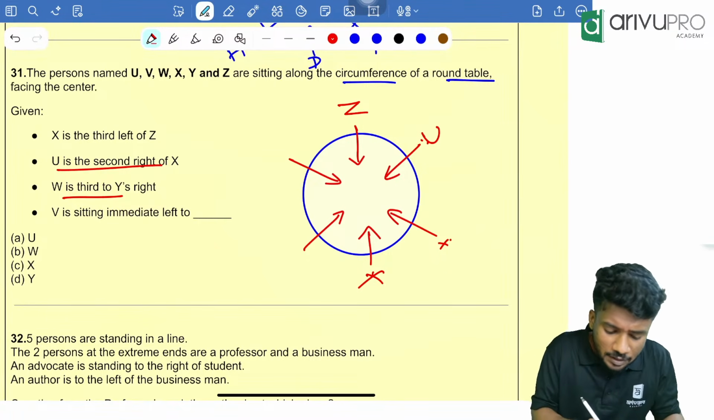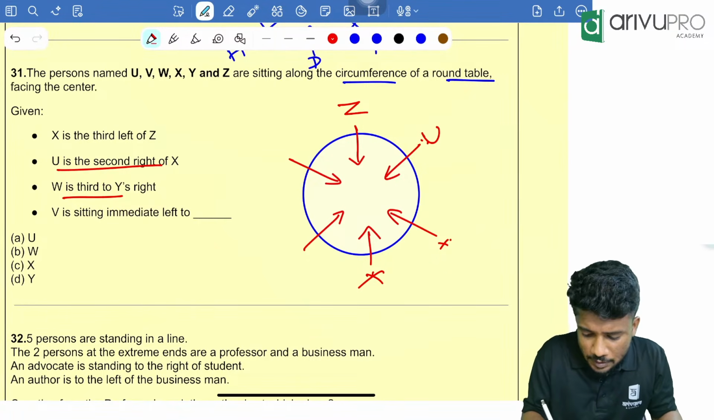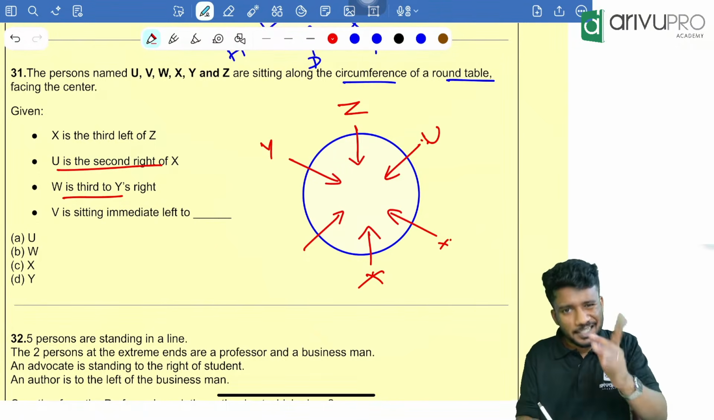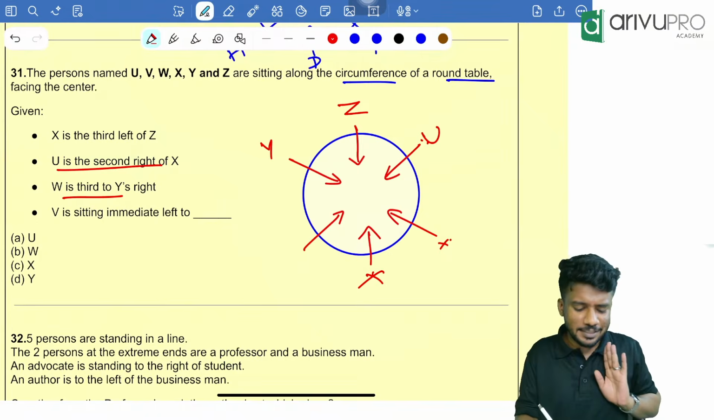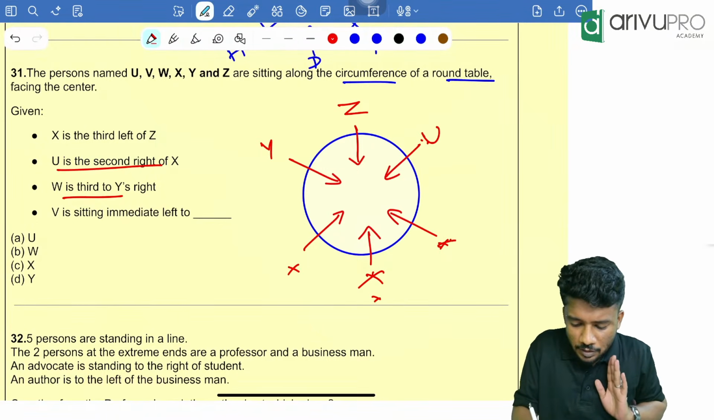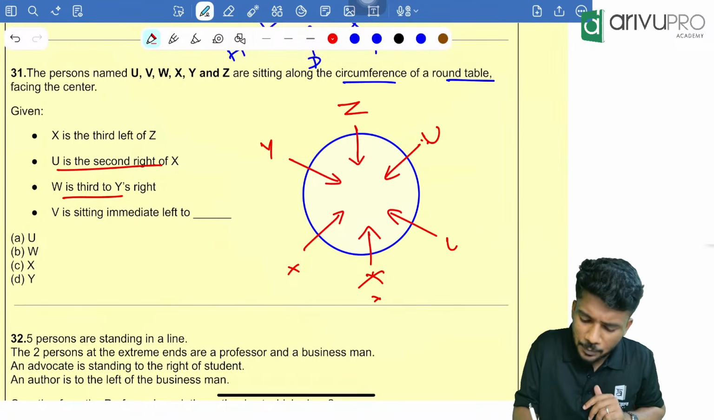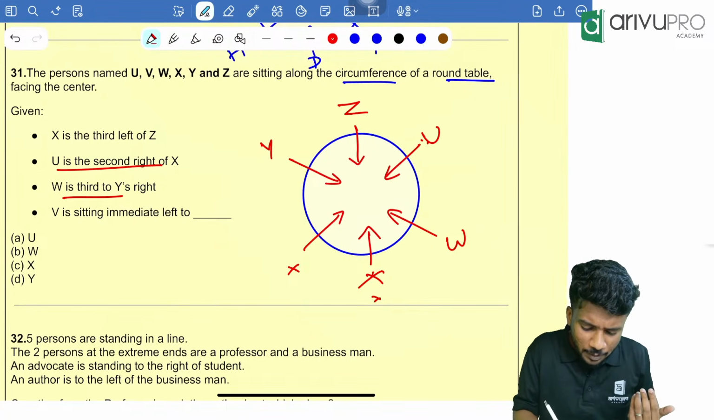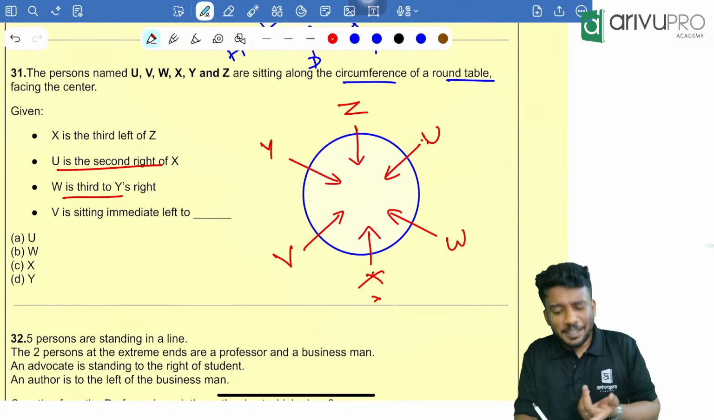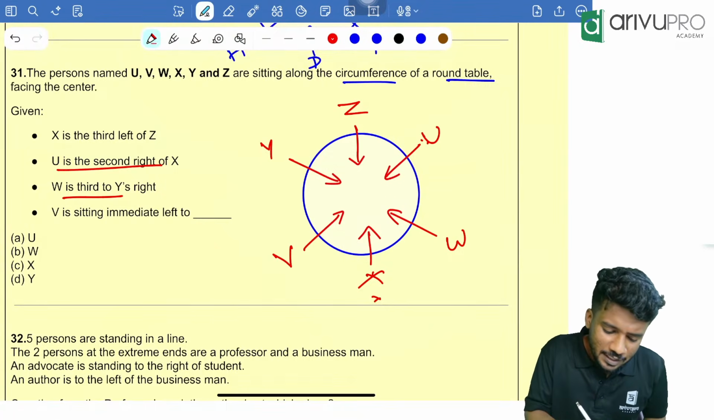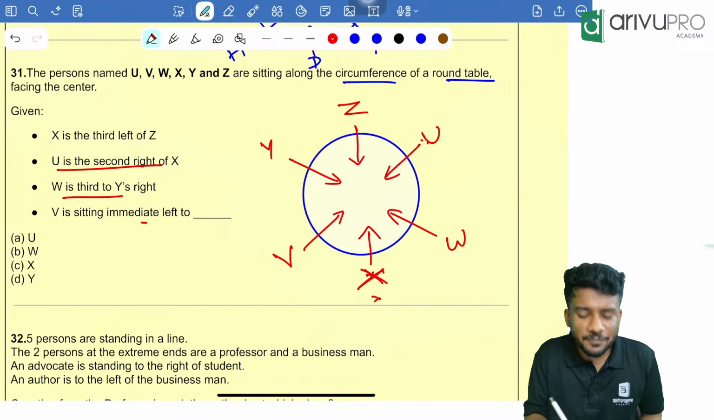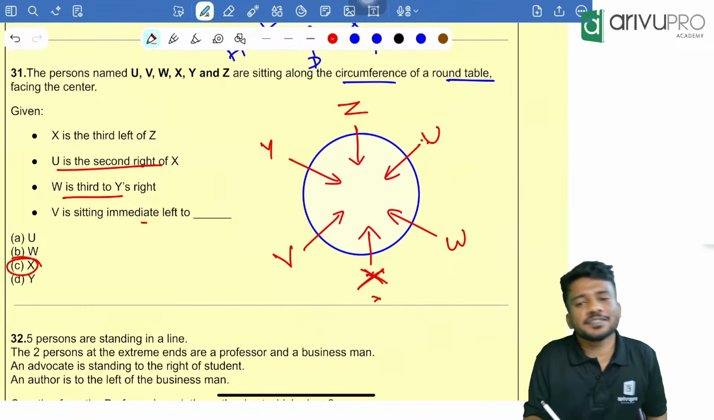Okay, we will check that. W is third to Y's right. Let me assume Y is sitting over here. W is third: first, second, third. Then W is sitting over here. So who is the remaining person? V is the remaining person. V is sitting over here. V is sitting immediate left to whom? V is sitting immediate left to X. Option C is the answer.